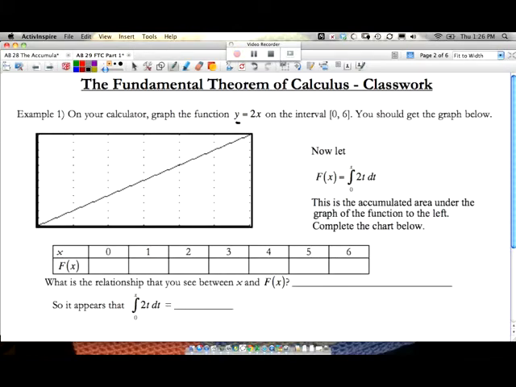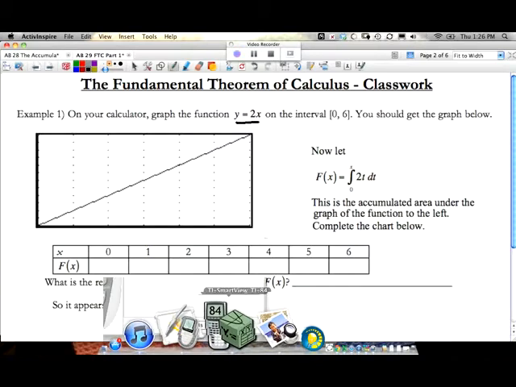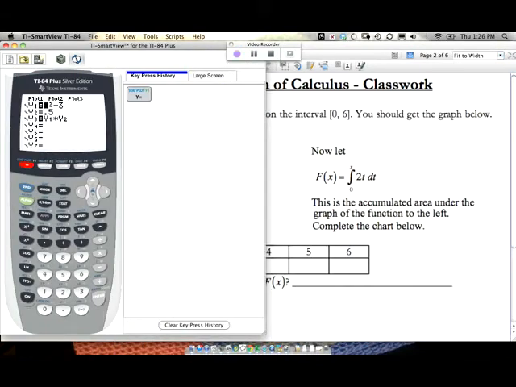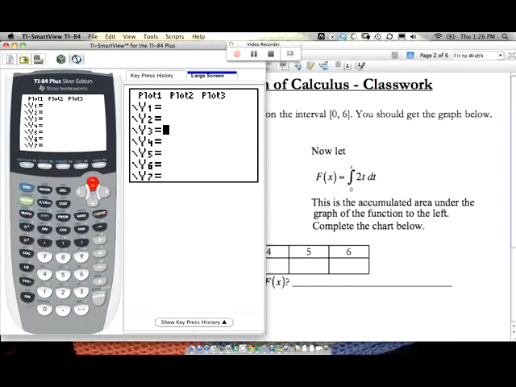Okay, on your calculator, graph y equals 2x. I've got a calculator; hopefully you have a calculator too. I'm going to go to y equals here. I'm going to delete these old ones. We're going to put some brand new ones in here. So my screen looks like that. I'll go to my y1. I'm going to put in 2x.